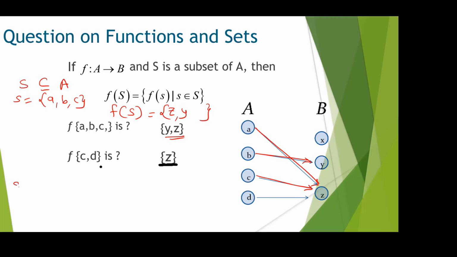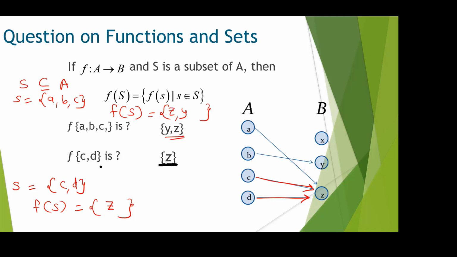Similarly, now, if I say my subset S is only C, D, and I want to find out what is the function if I apply F on these 2 elements, C and D. So in both cases, if we apply the function on C, we get Z. If we apply it on D, we also get Z. So here my output will be Z.